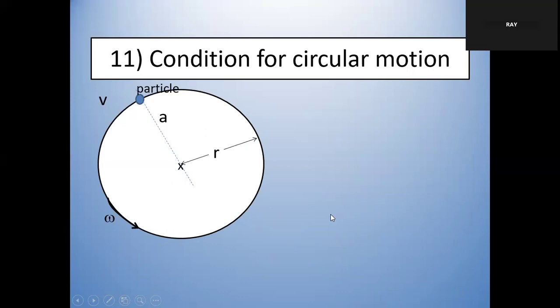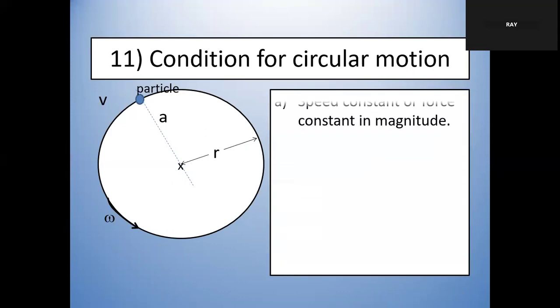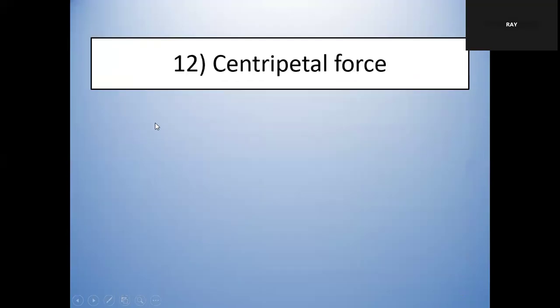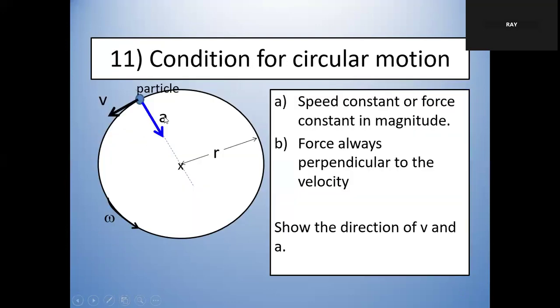Okay, so condition for circular motion: speed constant, or force constant in magnitude. Magnitude only, not direction. Force always perpendicular to velocity, or force is always towards the center of the circle. Right? Then you need to show direction. Right? That's your particle. That's your velocity. So this is acceleration. Right? This is acceleration. Perpendicular or towards the center.